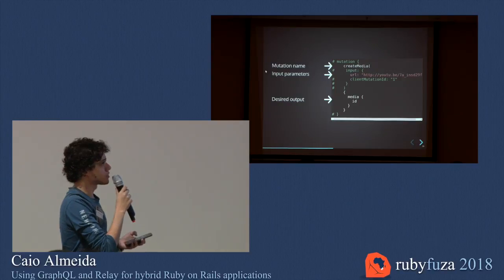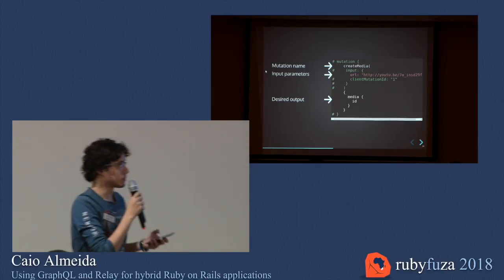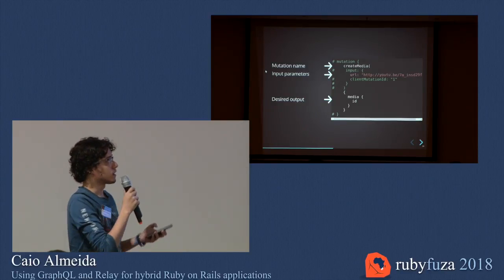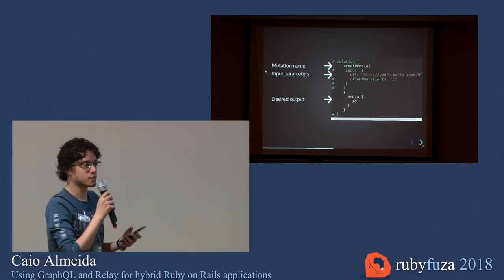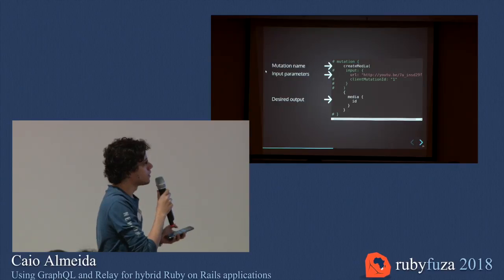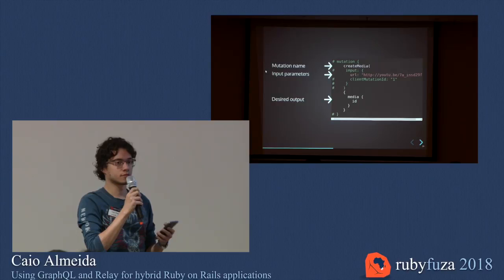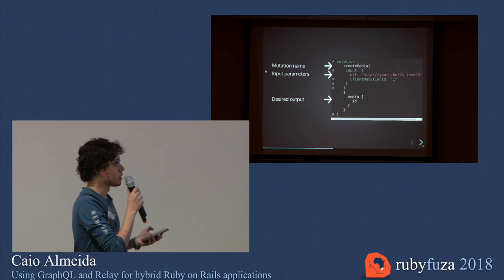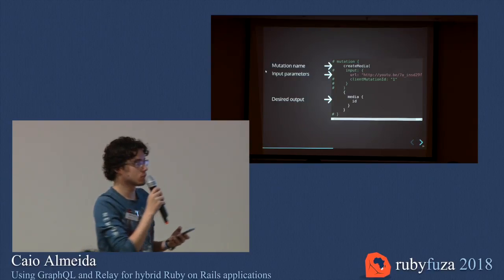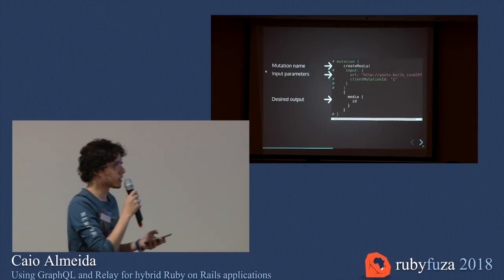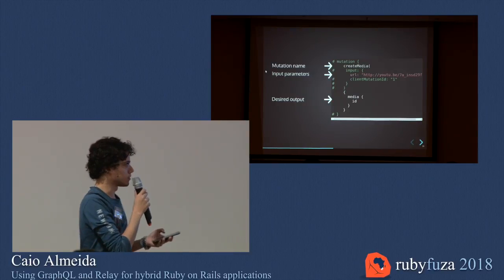So we have a mutation name, and then we define the input parameters to it, so the stuff that we're going to send. A client mutation ID is always required as well, so it's just to keep in sync between the backend and the front end. And at the last block, you define what we want the backend to return for you as a result of that mutation. So on this example here, I'm calling a mutation to create a new media based on a URL, and I expect the backend to return to me the ID of that media that was just created on the backend.